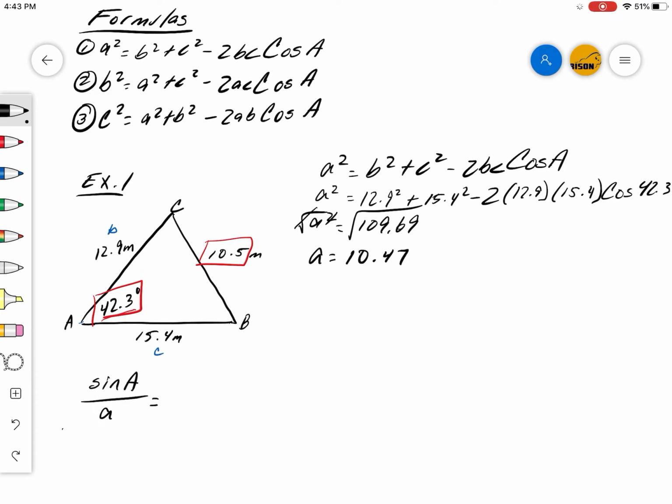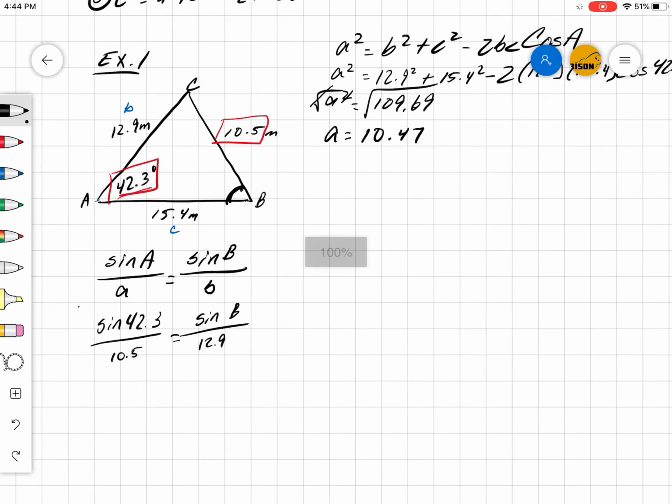So sine of A over A. Let's say we want to go for B next. Let's go for angle B. So this is the guy that I'm looking for right here. Okay. So I'll say sine of B over B. All right, let's fill in the information. Sine of 42.3 over 10.5 is sine of B over 12.9.